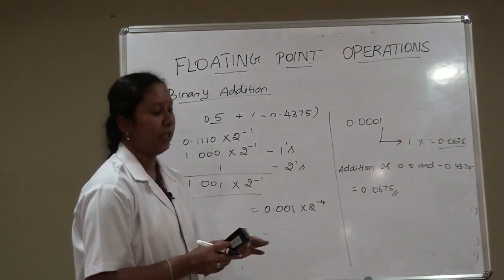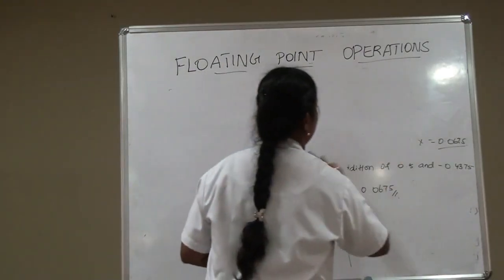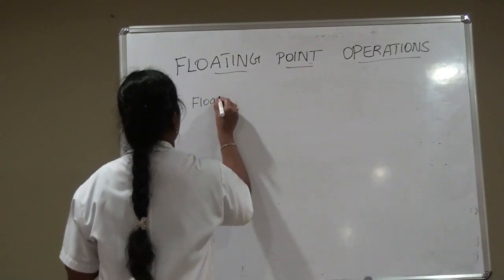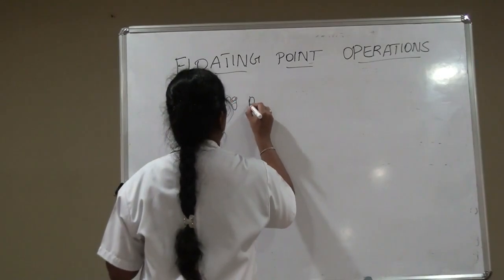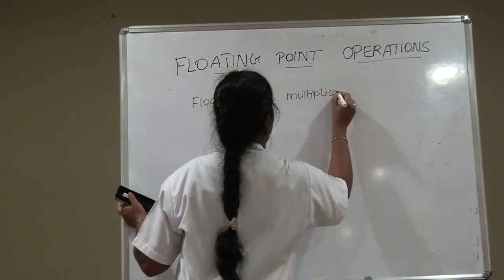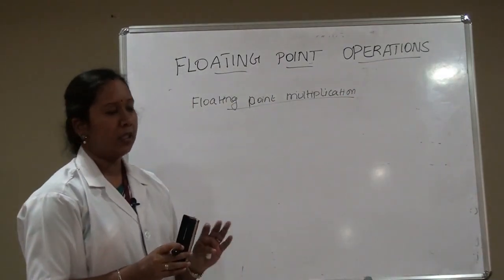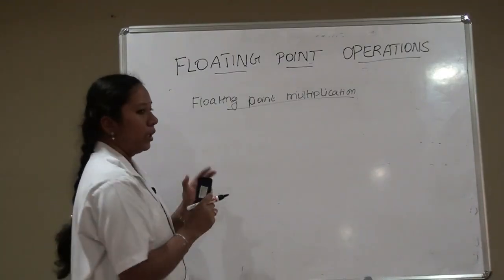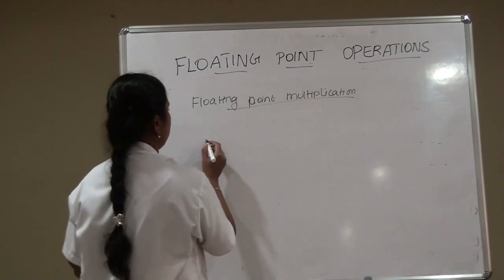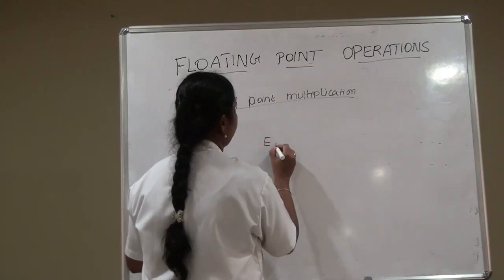So now we are going to discuss floating point multiplication. The rule in floating point multiplication is, we are not going to check whether the exponents are different, because we are going to perform the addition of the exponents. So we take two different numbers and perform the addition of the exponents, that is E1 plus E2.